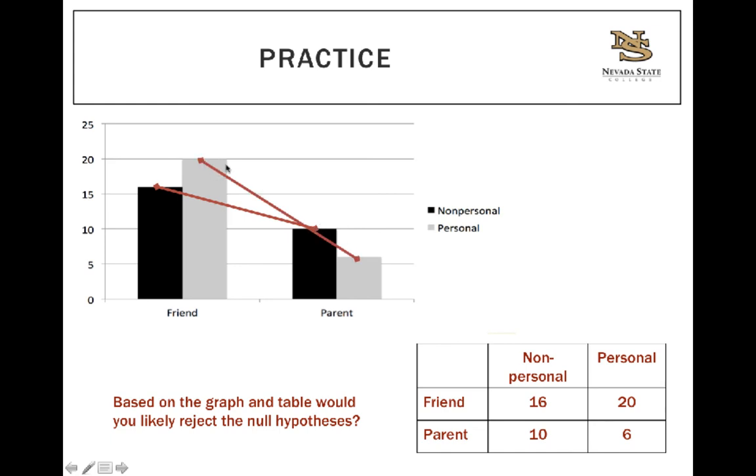So people are talking to their friends more about personal and much less to their parents about personal. So we see a very different line here. So now we can see that these two lines cross, okay, which means that we have an interaction. So how long people talk to another person depends on what they're talking about and who they're talking to.